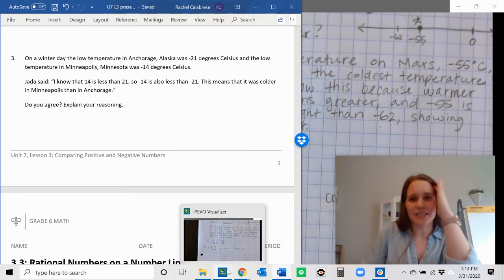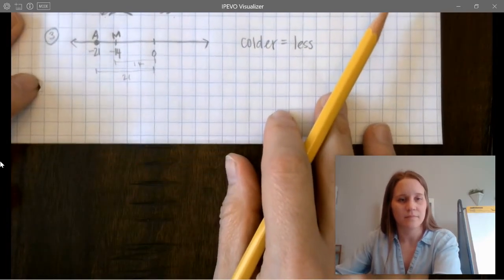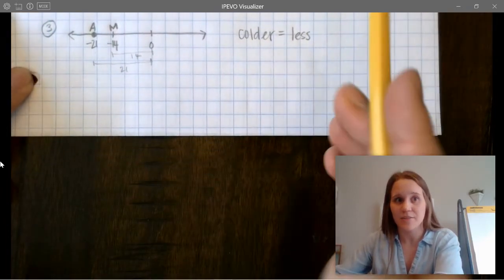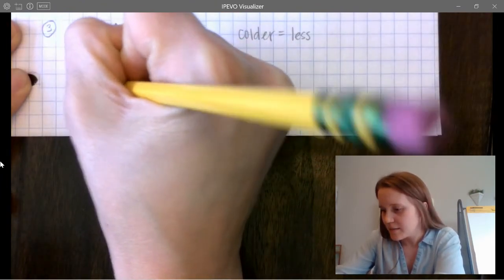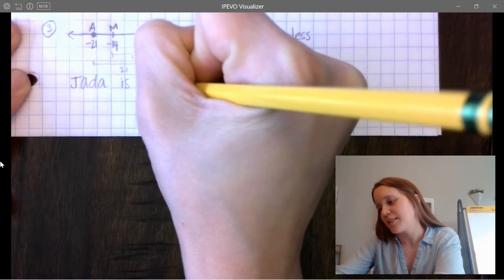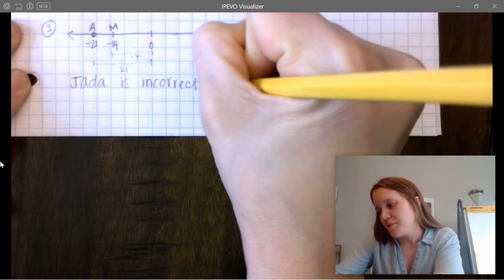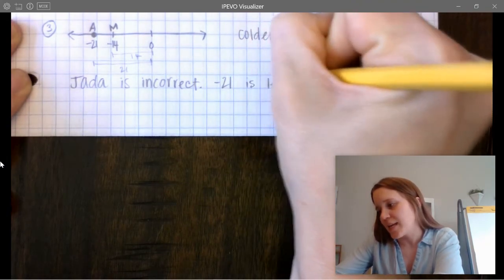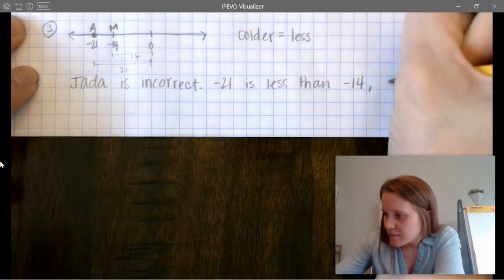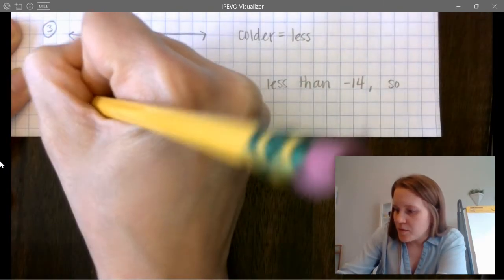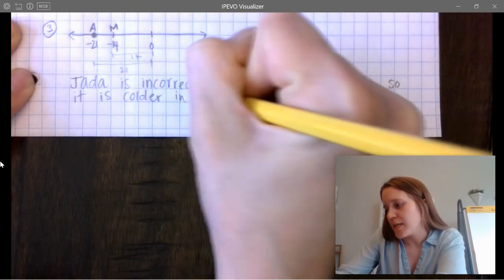Okay, let's write our answer. Jada made a really common mistake, so I'm really glad we got to go over that. Jada is incorrect. Negative 21 is less than negative 14, so it is colder in Alaska.